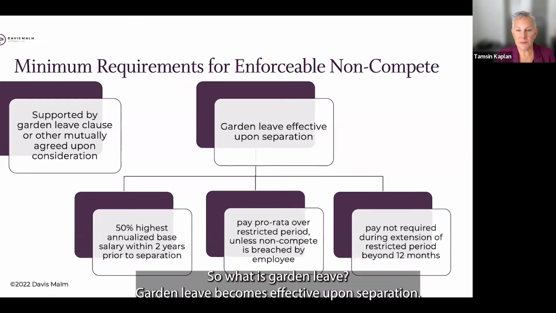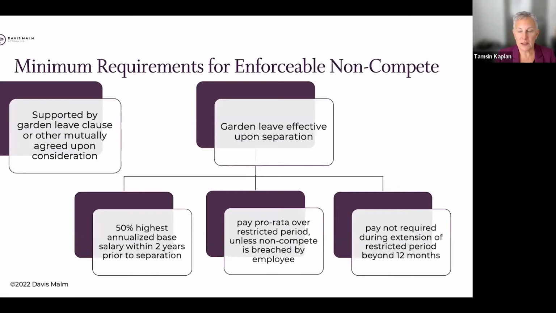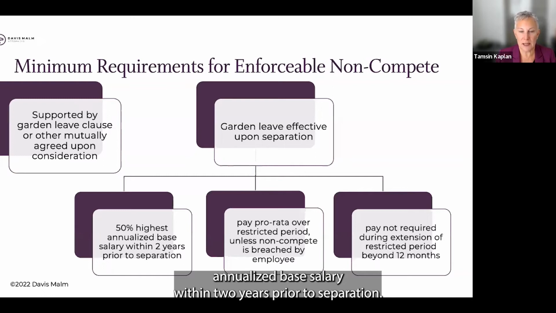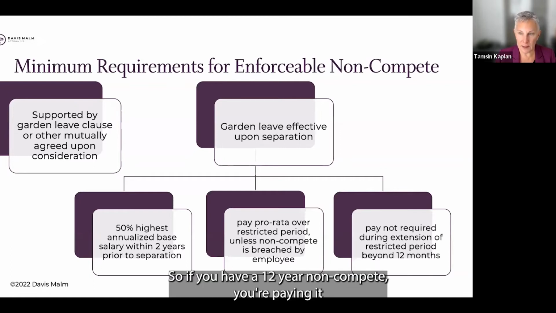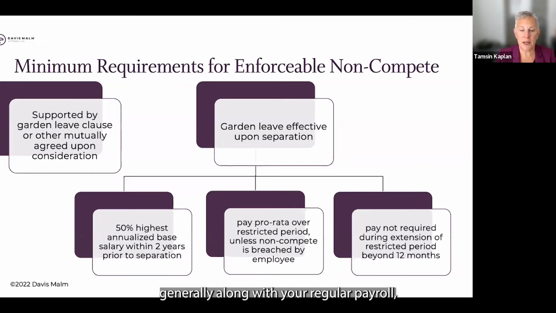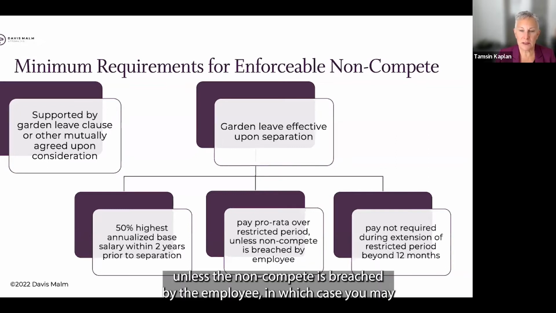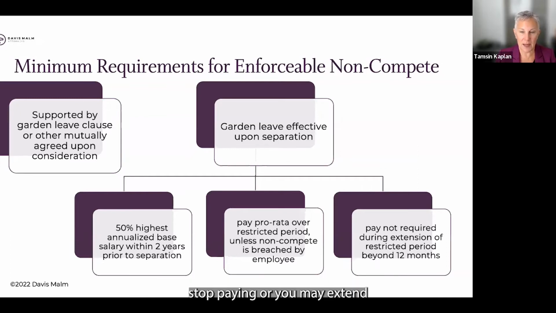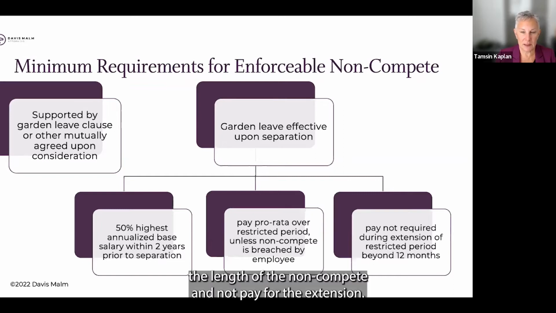Garden leave becomes effective upon separation. It is pay that is equal to 50% of the highest annualized base salary within 2 years prior to separation. It is paid pro rata over the restricted period. So if you have a 12-month non-compete, you're paying it generally along with your regular payroll, unless the non-compete is breached by the employee, in which case you may stop paying, or you may extend the length of the non-compete and not pay for the extension.